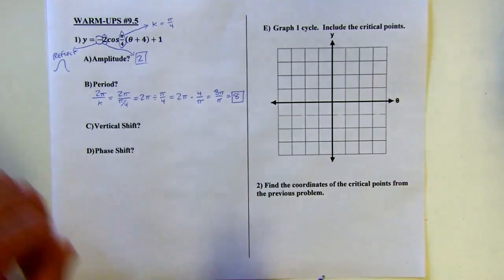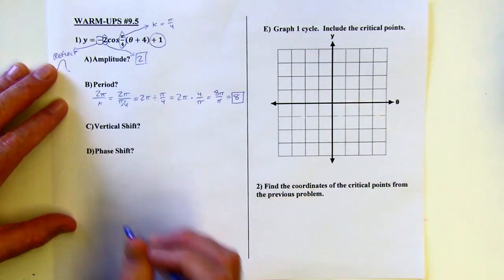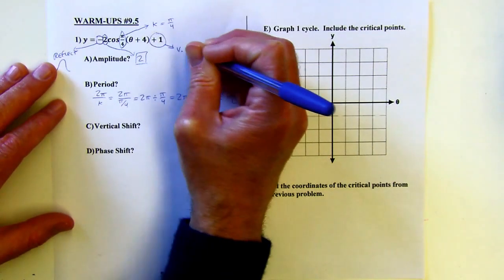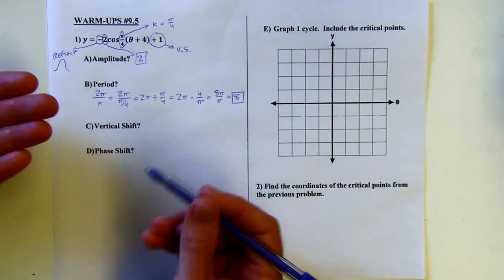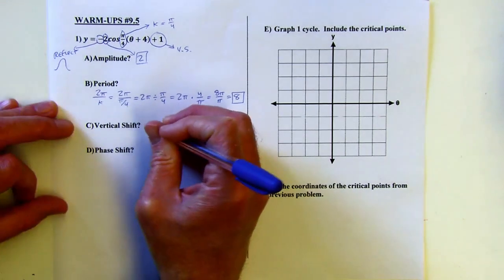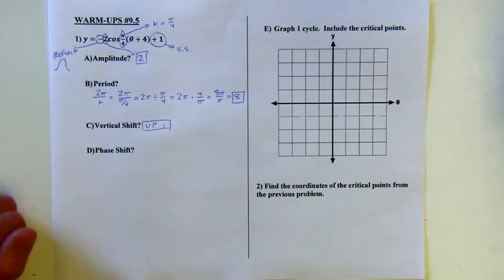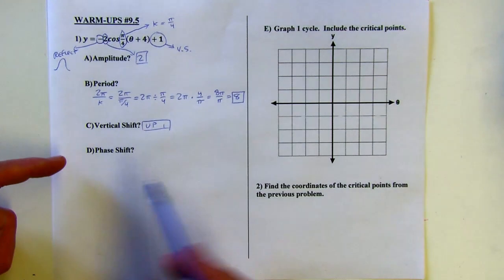Okay, vertical shift is going to come from whatever is added or subtracted to the end. So my vertical shift here is going to be 1. That's going to move everything up 1. So I'm going to write up 1, but you could just write 1 as long as you know that's what it means, okay? And then the phase shift is when we're moving things horizontally.